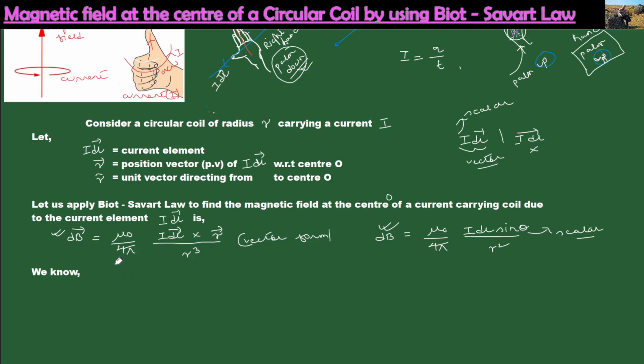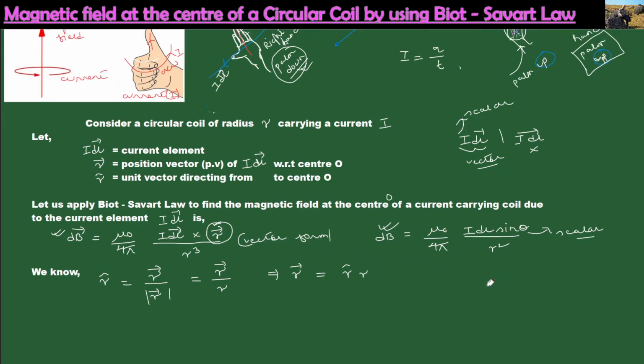Then, this r bar, we can convert from the vector form to the scalar form by using some relationship. We know that unit vector r cap is given by this expression, r bar divided by the modulus of that vector, which is r. So from here, if I want to find r bar, it will be equal to r cap multiplied by r.